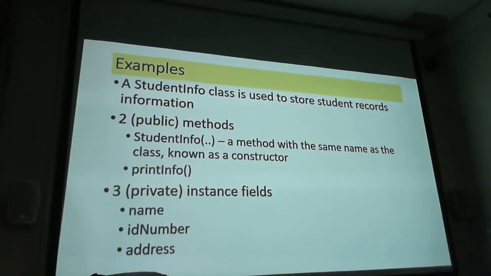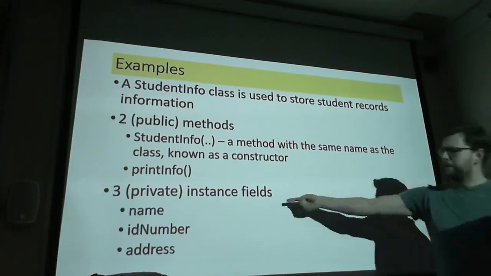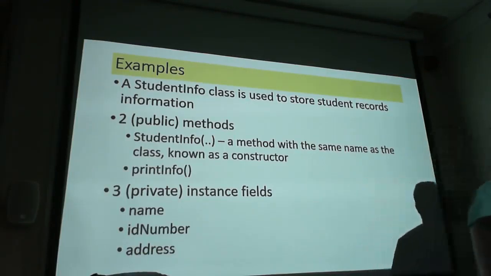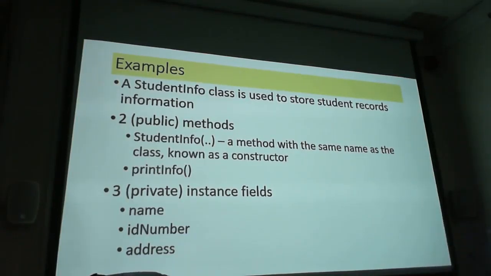And again, I'm going to implement this in a moment, but if we imagine this class here, it's called student information, we are going to start off with three private variables: name, ID number, and address. So to me, the logical way of doing that is it's a string, it's an integer, it's a string. And then we're going to have two public methods.